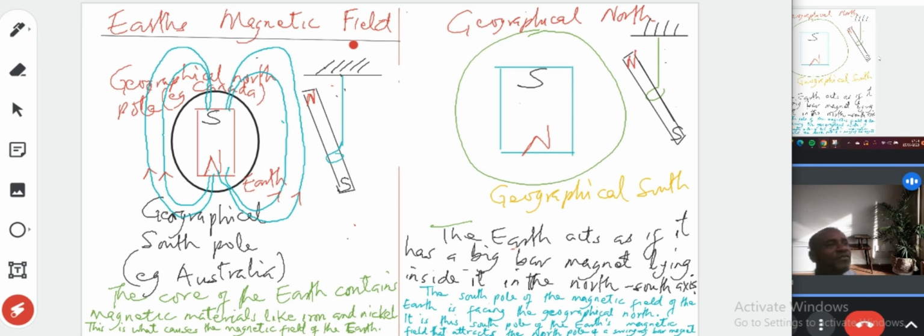So everywhere the compass will be facing, the north pole of the compass will be attracted to the south pole of the magnetic field of the Earth. So, why does the Earth behave as if it has a bar magnet? Because the core of the Earth contains magnetic materials.